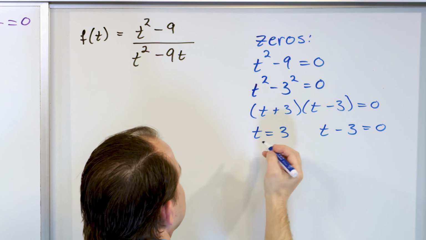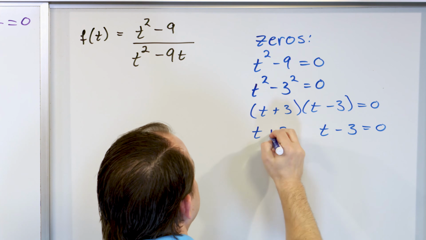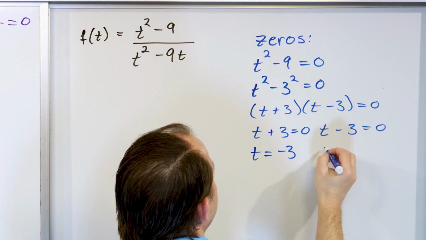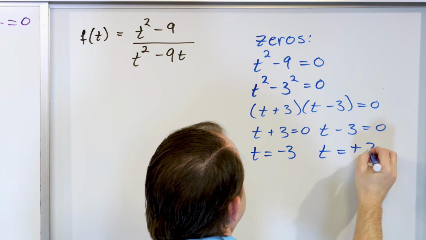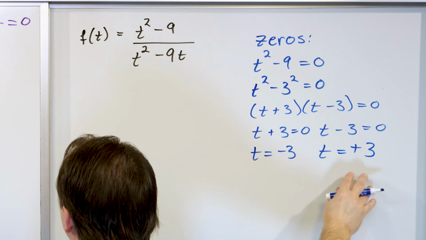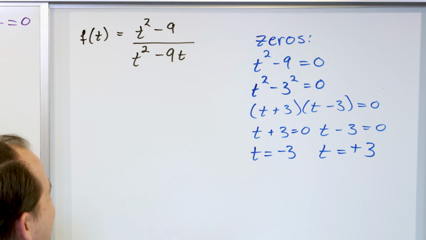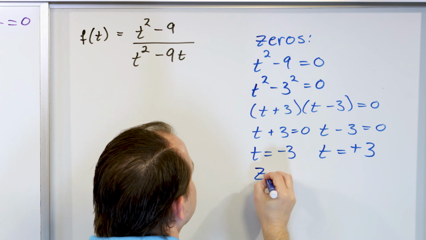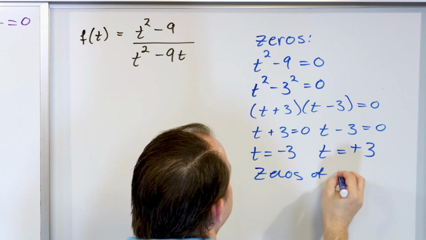Which means that, I meant to do this, t plus 3 equals 0. So that means when I move it over, t can be minus 3, or t can be positive 3. So you see, there are actually two values that drive this rational function to 0. Those two values are these two values. So these are the zeros of f of x.